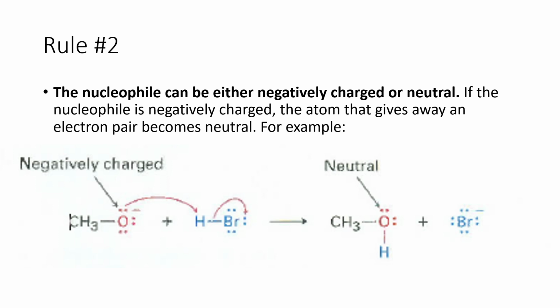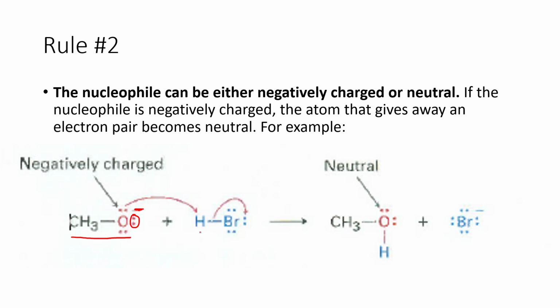Second rule, the nucleophile can either be negatively charged or neutral. If the nucleophile is negatively charged, the atom that gives away an electron pair becomes neutral. So take for example, we have our molecule here. This oxygen is negatively charged. As you can see, it has an extra pair of electrons. That is why it is negatively charged.